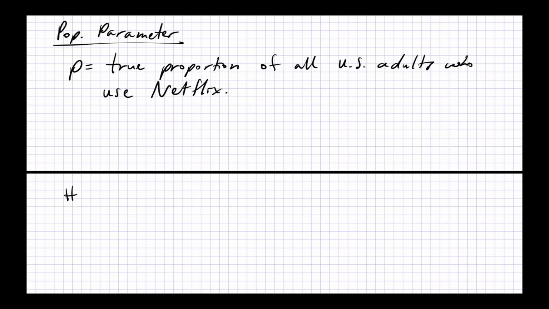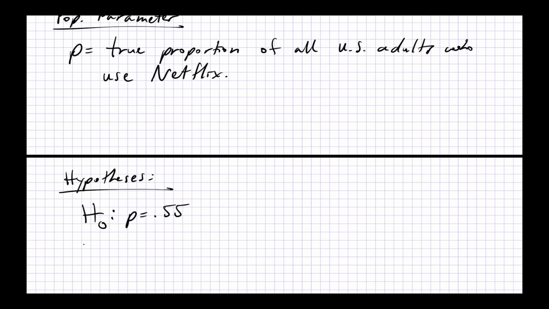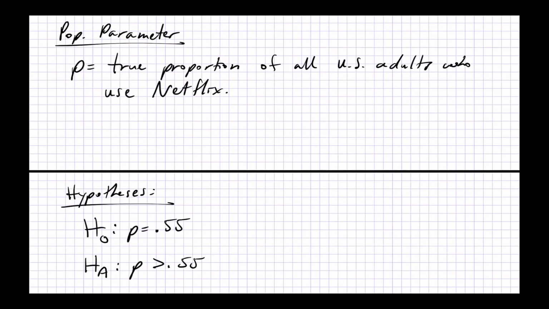Hypotheses, I should say, because there are two of them. The null hypothesis, H sub 0, is always going to start for proportions with p equals. We said p equals 0.55. And then our alternative. We have three options: greater than, less than, not equal to. We said this one's going to be greater than because of the wording in the question. It says greater than in the prompt a couple times.